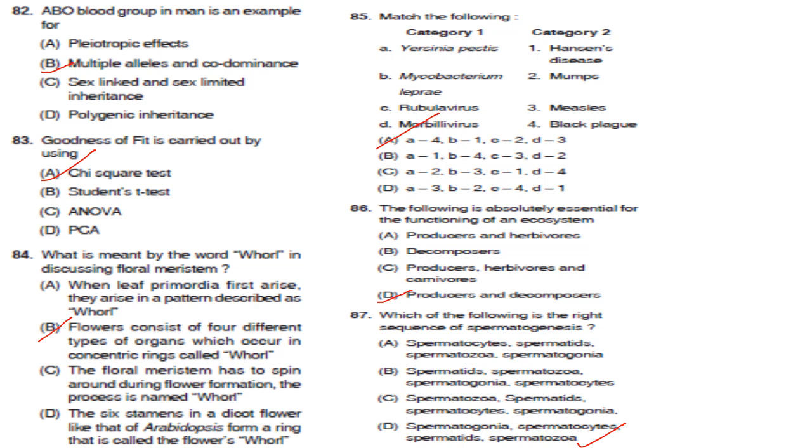Then match the following. Yersinia pestis is black plague. Then Mycobacterium leprae is Hansen's disease or leprosy. Rubella virus is German measles and Morbilli virus is measles. So the answer here is option A. The next one. The following is absolutely essential for the functioning of an ecosystem. That is, producers should be there as well as decomposers. So answer is option D. Then which of the following is the right sequence of spermatogenesis? So spermatogonia, spermatocytes, spermatids and spermatozoa. Answer is option D.